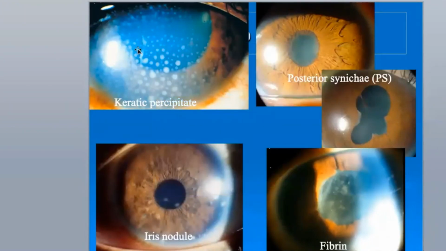Okay, let's see this first picture. This is your cornea. What is the abnormality you can see? The pupil is dilated. This is not a normal size pupil. Can you see this white thing here? This is what we call keratic precipitate. Keratic precipitate is mainly the sedimentation of white cells.